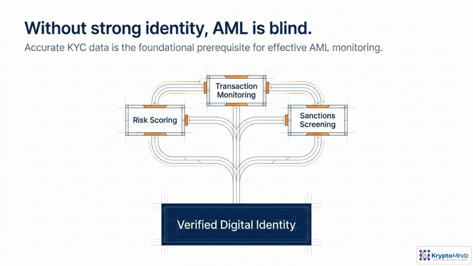Every AML control you design ultimately stands on one thing: the quality of your verified digital identity. If the identity layer is weak, risk scoring is noisy, transaction monitoring generates useless alerts, and sanctions screening either misses true hits or overwhelms analysts with false positives. Think of KYC and identity proofing as the data plane that powers all downstream AML engines. Strengthen that foundation, and every other control becomes more accurate, explainable, and defensible to regulators.